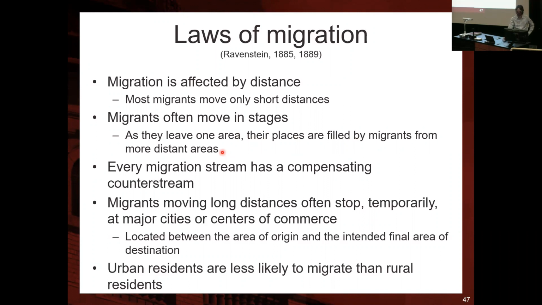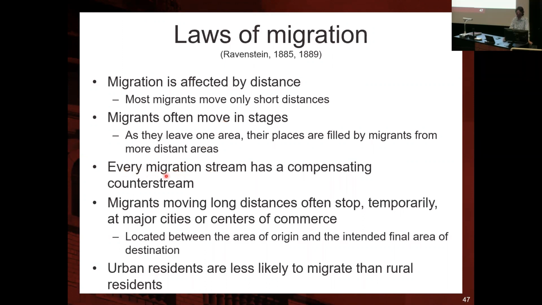So it's not straightforward, having just one area of origin, one group of areas of origin, and another group of areas of destination. It's much more complex, and people might migrate in stages. People might migrate more than once throughout their lives.